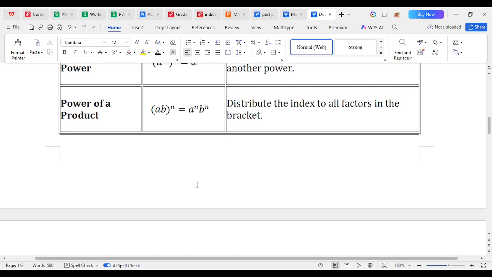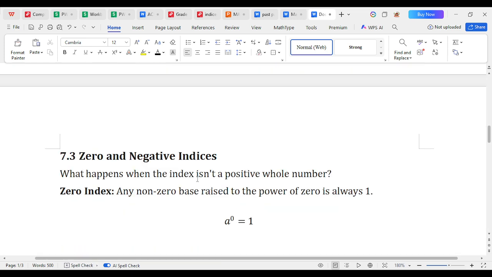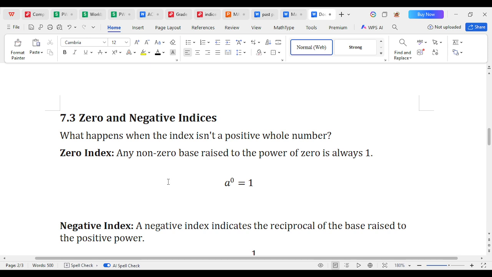So now that we've dealt with those easy ones, now the part where people get confused. This one, the zero and negative indices. What happens when the index isn't a positive whole number? You read this once you get the book. But one thing you just need to understand about the zero power is that any number raised to the power 0 will give you 1. Be it 1000, 100, and all that, it will still give you 1. Any number raised to the power 0 is 1. Keep that in mind.